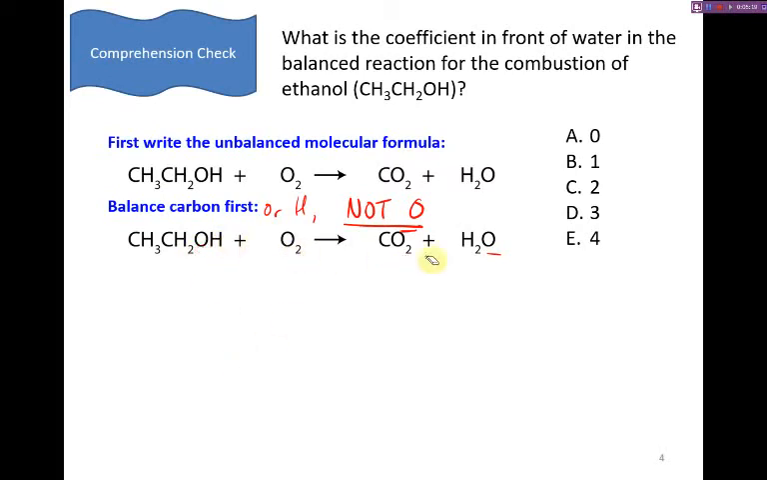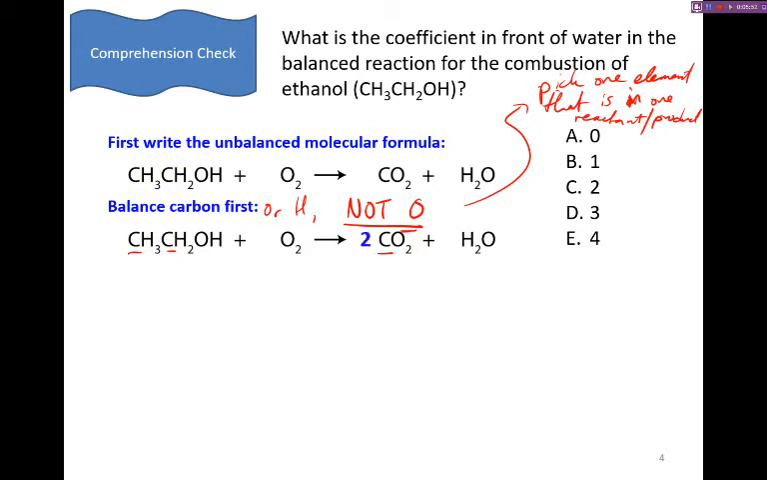Instead, you want to pick one element that is in one reactant and one product. And of course, it has to be in both a reactant and a product, but you only want it to be within one reactant and also one product. So if we look at carbon, we see that we have two carbons on the left and only one on the right. So to balance that, we need a coefficient of 2.